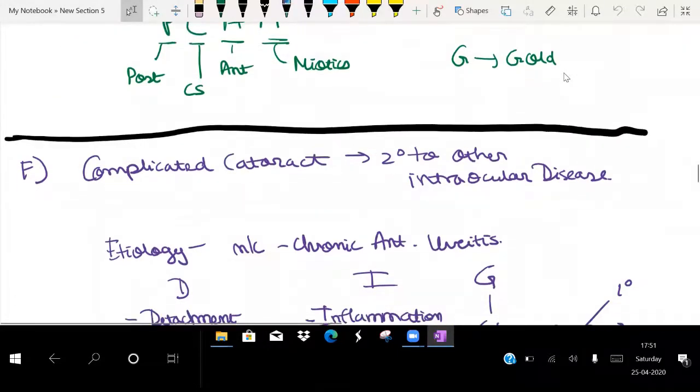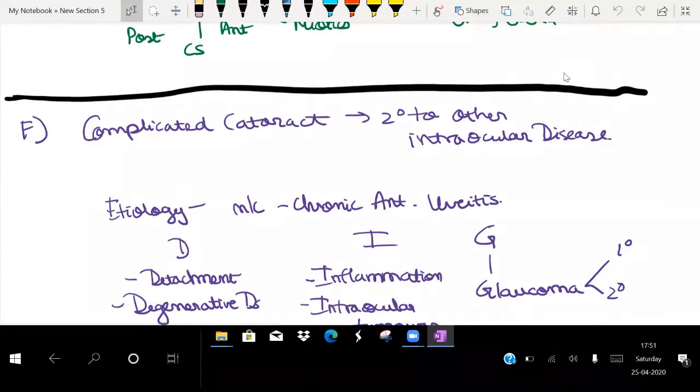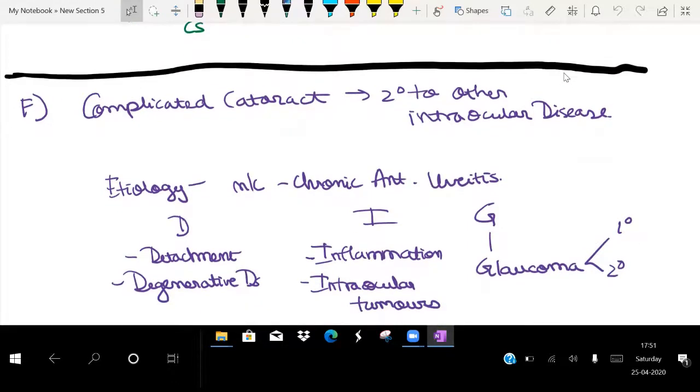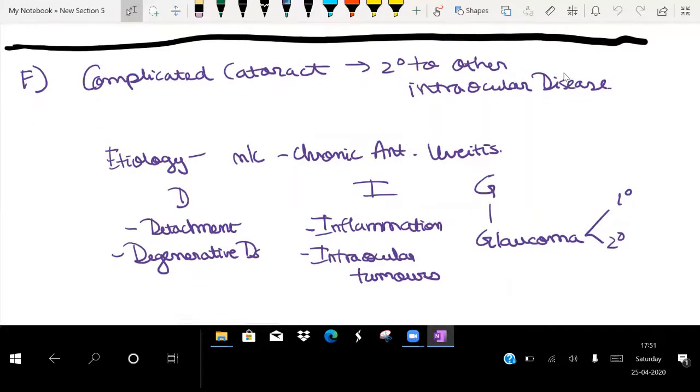The sixth type is a complicated cataract. Complicated here means secondary to other intraocular disease. The most common etiology is chronic anterior uveitis. For others, I have a mnemonic DIG. D for detachment, so retinal detachment. D for degenerative disease. I for inflammation. I for intraocular tumors. And G for glaucoma, which can be of primary type and secondary type.